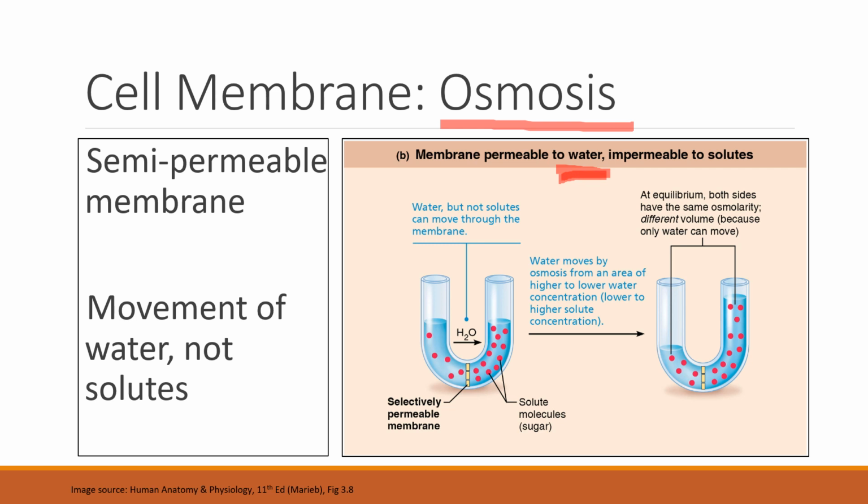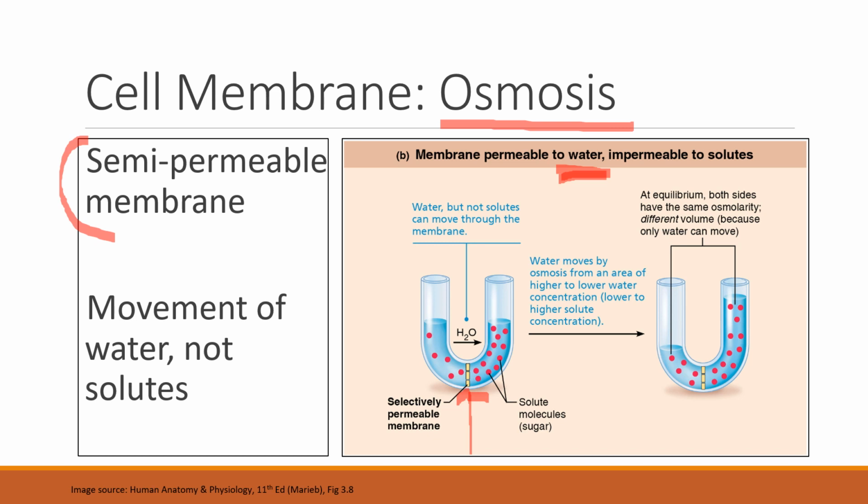Okay, so for osmosis to occur, you have to have what's called a semi-permeable membrane. Now, in this case, that's this membrane right here in this example. They call it selectively permeable. It's just kind of the same thing, semi-permeable or selectively permeable membrane. What that means is that some things will be able to pass through that membrane, but other things won't.